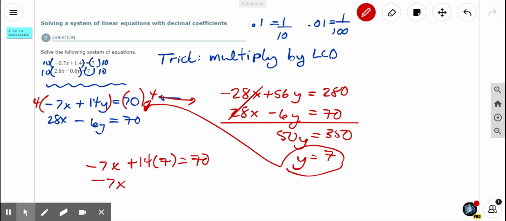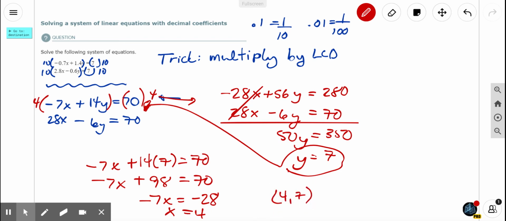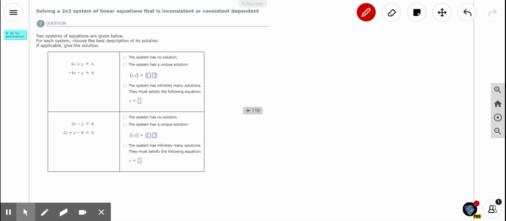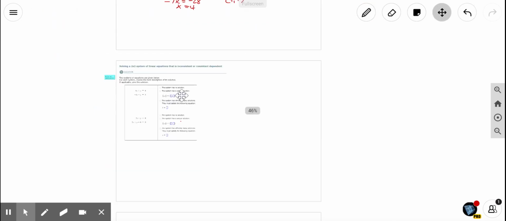So negative 7x plus 98 equals 70. 7x is equal to negative 28 when you subtract the 98. I forgot my negative, bring it down. X is equal to 4. So 4, 7, and you can plug it in to check it. Okay, I hope I got it right. Please be right. All right, I think that might be it. Nope, last one. Okay, this is it.